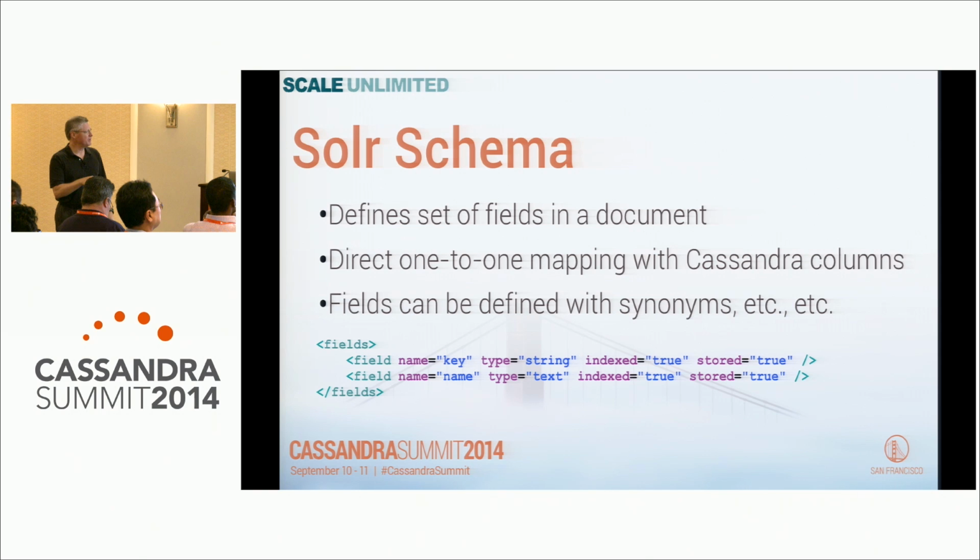So for example, I can have a name field there of type text, and I can define the text field type to say, if you see Robert, treat it as Bob. Right? I can do things like that. I can do synonyms. I can control how it gets tokenized, how it gets broken up into individual words.